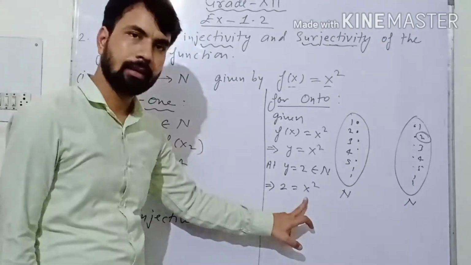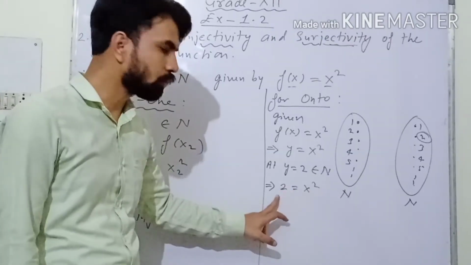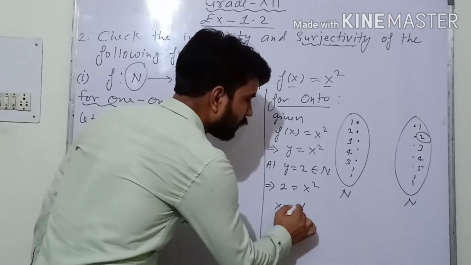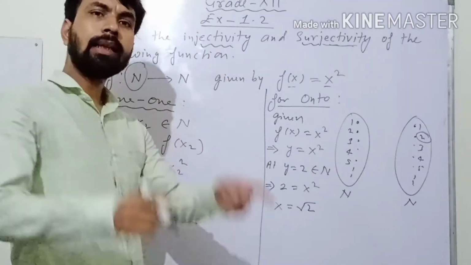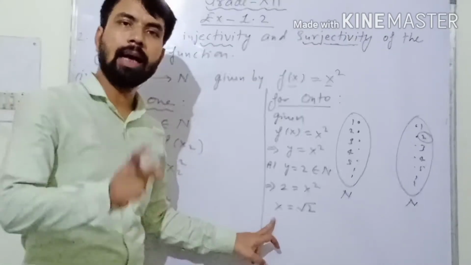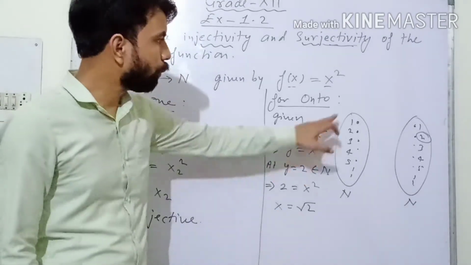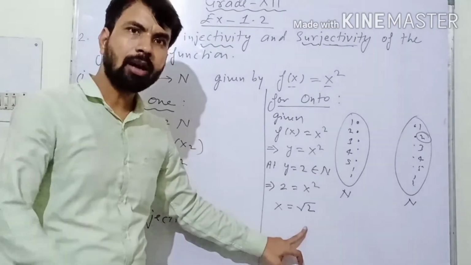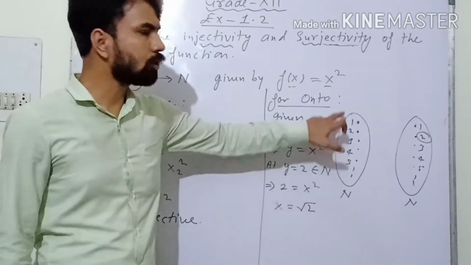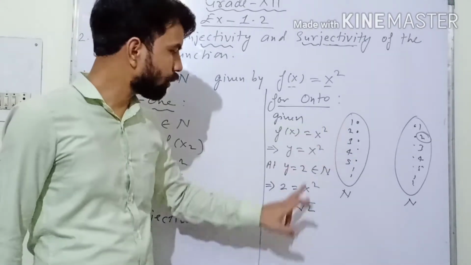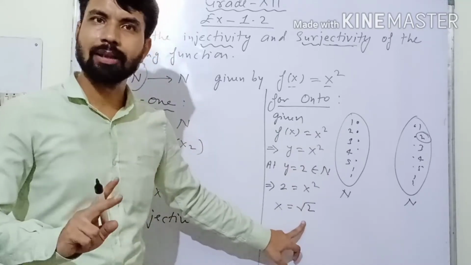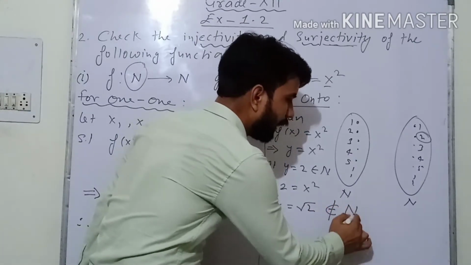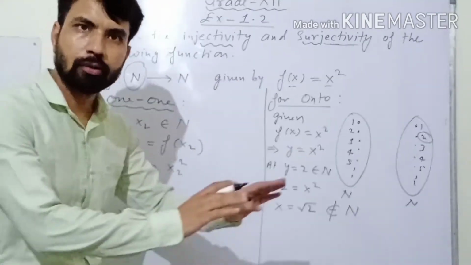Now we have to find x. If we want to remove the square, then the square root will be taken. So the value of x is square root of 2. And you know that x is an element of its domain, and the domain is the set of natural numbers. Now tell me, will root 2 lie in its domain or not? No, because root 2 is not a natural number. So we write here, it does not belong to its domain.